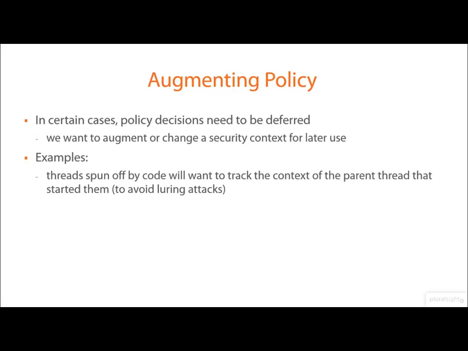It's also possible that we'd like to capture a security context and then at a later stage augment it or change it, and then use that changed security context to check the security. The idea here is that when we spin up a new thread, we can use the current thread's security context to do security checks on the new thread. But if the current thread's security context changes, we might want to change the new thread's security context as well.